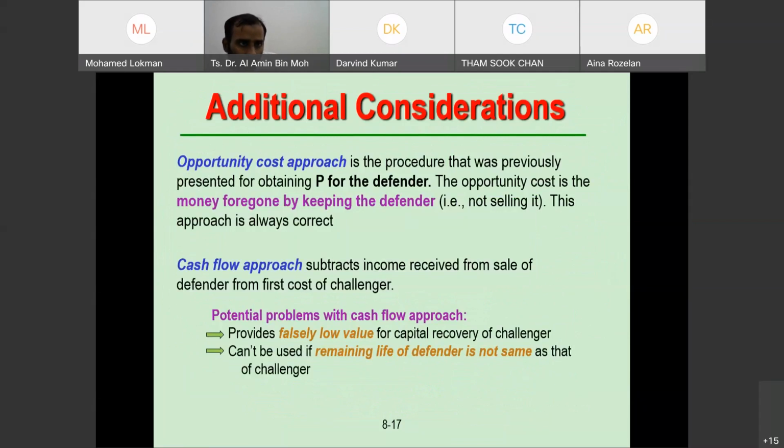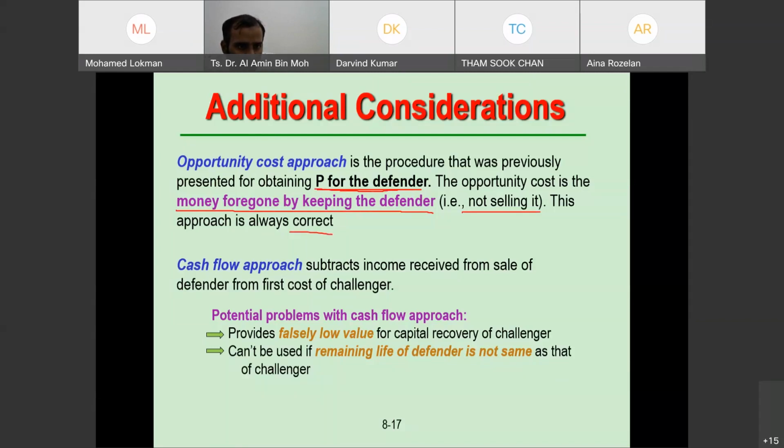Now we are going to see additional considerations on the opportunity cost approach. It is the procedure previously presented for obtaining P for the defender. We call it opportunity cost. Opportunity cost is the money forgone by keeping the defender. Okay, not selling it. This is the cost that we hold because we are not selling the defender. So why does it become negative, right, in the previous example? This approach is always correct.